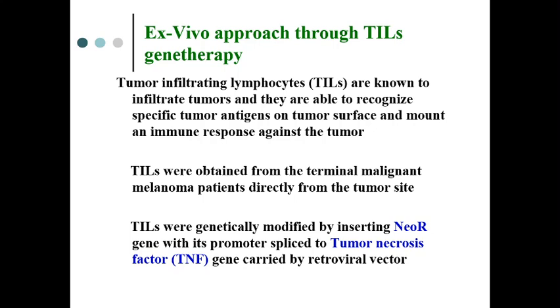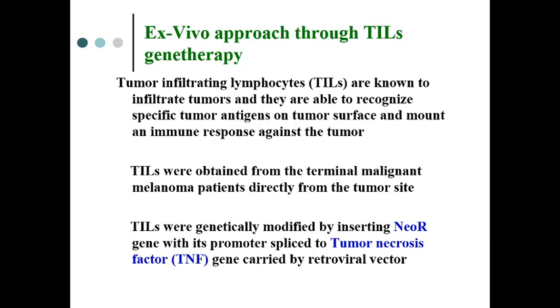For example, one of the experiments that was carried out is to make the TILs express tumor necrosis factor, because tumor necrosis factor is generally suppressed in the tumors by the tumor genes, and because of the suppression of the tumor necrosis factor, tumors do not undergo necrosis. The tumor necrosis factor gene suppression is brought about by various other oncogenes.